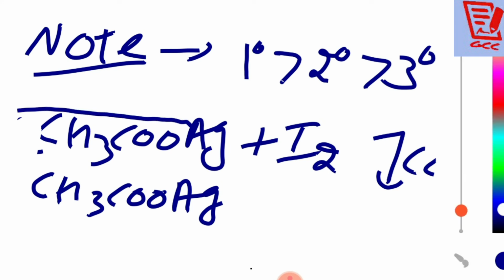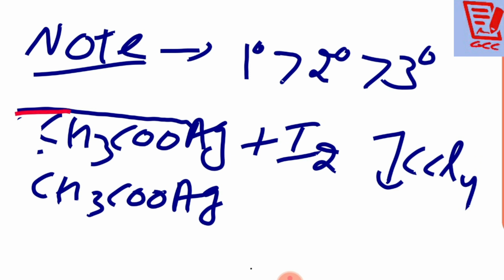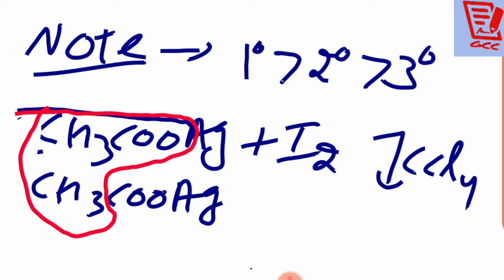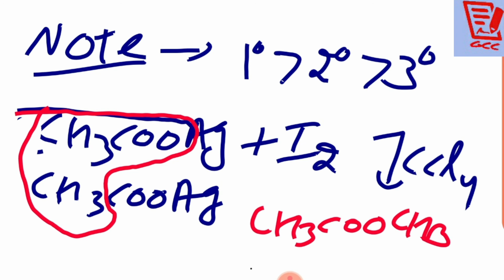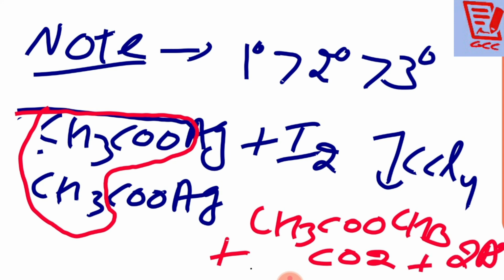Just wait, I am using a color. The product is CH3COOCH3. You see the ester? CH3COOCH3 ester, and one is CO2, plus 2AgI. Clear? So here esters we are getting.